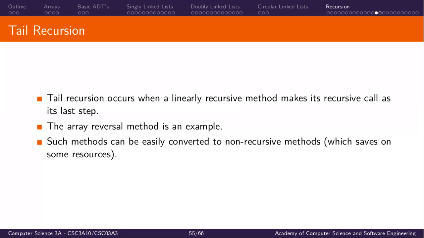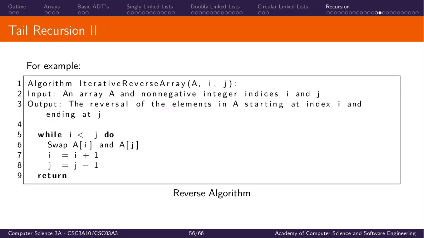Such methods can be easily converted to non-recursive, so iterative, methods, which does save some resources. So that was the question that was given earlier, which is more efficient, and certainly it would be the iterative one, because we're not creating a new instance of the method each time that we call it. When you have tail recursion, where the very last thing you're doing is that recursive call, you can replace that with a loop.